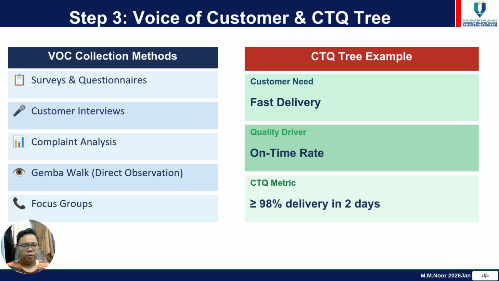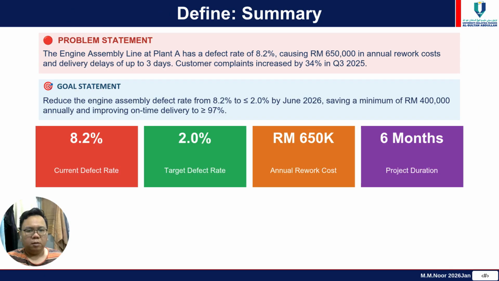In this step, the voice of the customer was collected using surveys, interviews, complaint analysis, focus groups, and direct observation. Customer requirements were translated into critical to quality characteristics, or CTQs. For example, customers requested faster delivery, which was converted into a measurable CTQ target of at least 98% on-time delivery within 2 days.